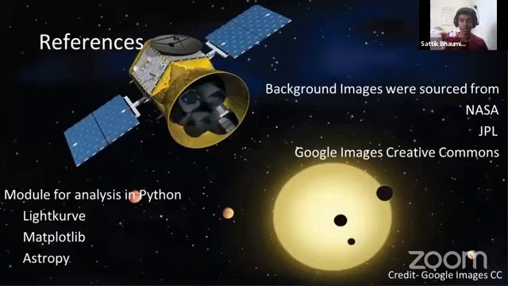The background images were sourced from NASA, JPL, and Google Images under the Creative Commons license. And the code in my Python has been used from sources of Lightcurve, Matplotlib, and the AstroPy module.